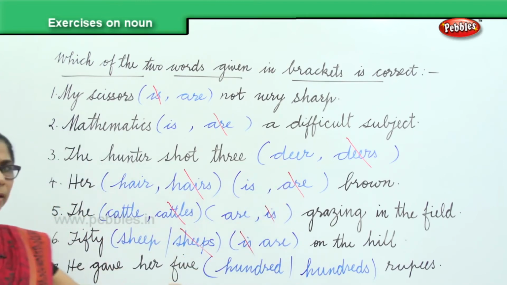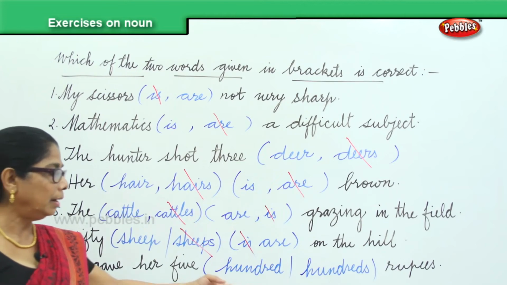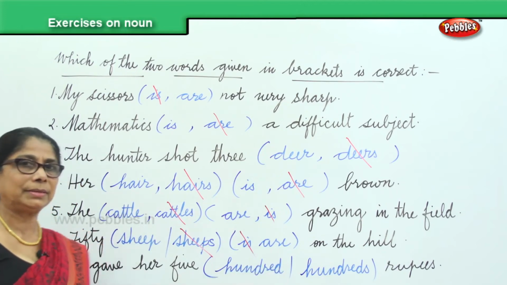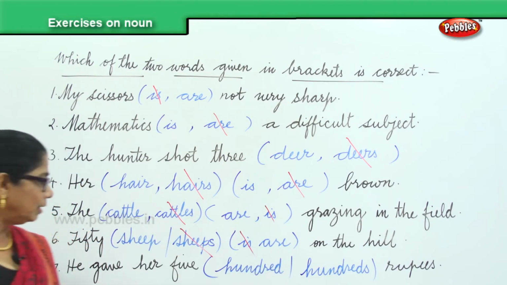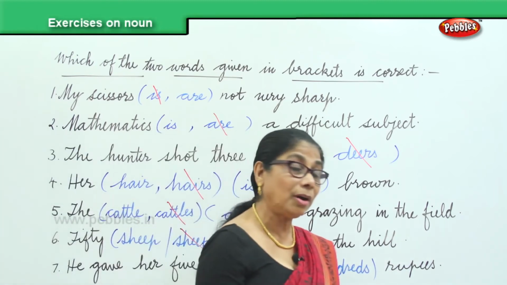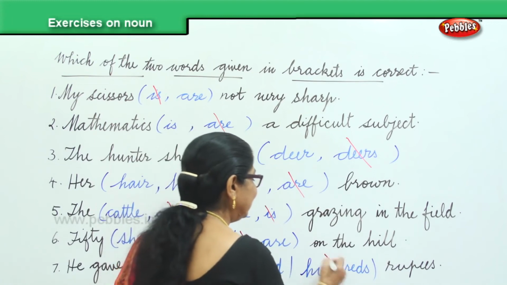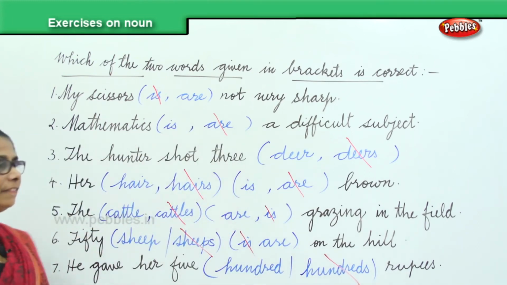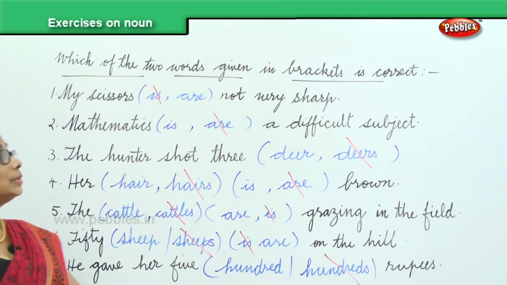Okay, the last one you have. He gave her 100 rupees, which is correct. He gave her 500 rupees, not hundreds. We will say he gave her 500 rupees. Now, look at that very carefully. Which of the two words in bracket is correct? And we have chosen correctly.